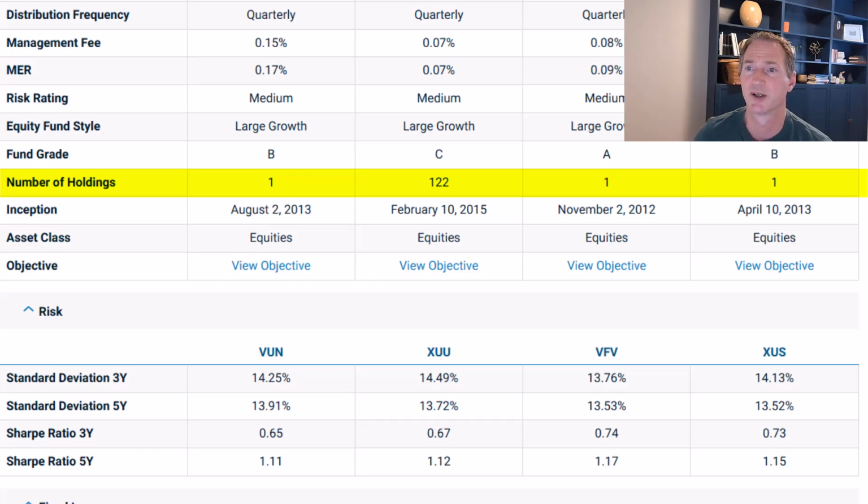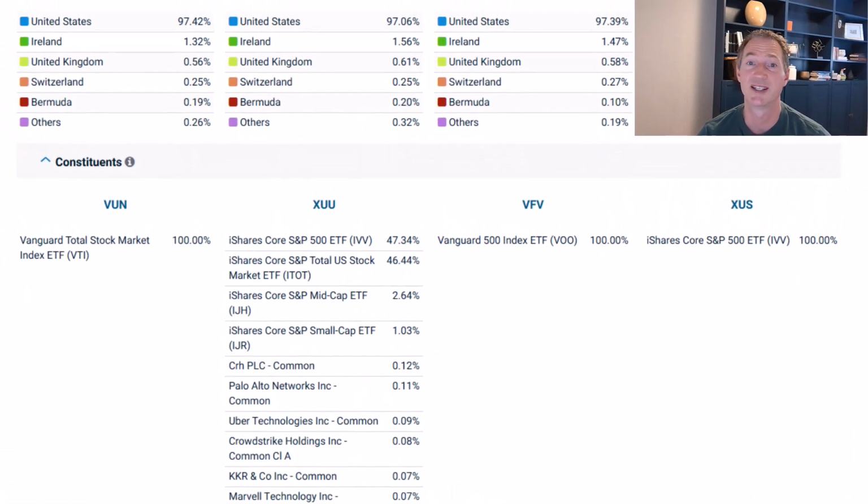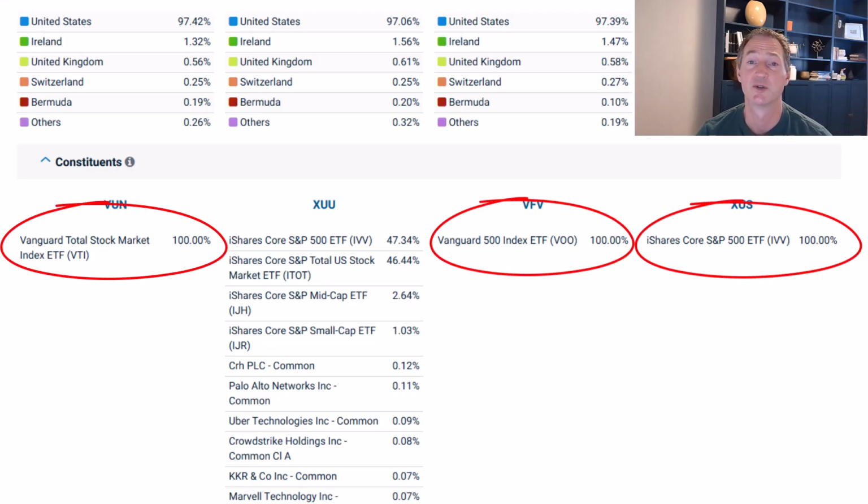But if you scroll down to its holdings, you can see that VUN, VFV, and XUS actually only have one holding. And so VUN only holds one item, and that is VTI. So when you buy the Canadian version, VUN, from Vanguard, you're actually just buying the VTI. So the ETF VUN holds VTI. That's the only holding. VTI happens to hold 3,598 holdings, and that's what's happening underneath the surface.